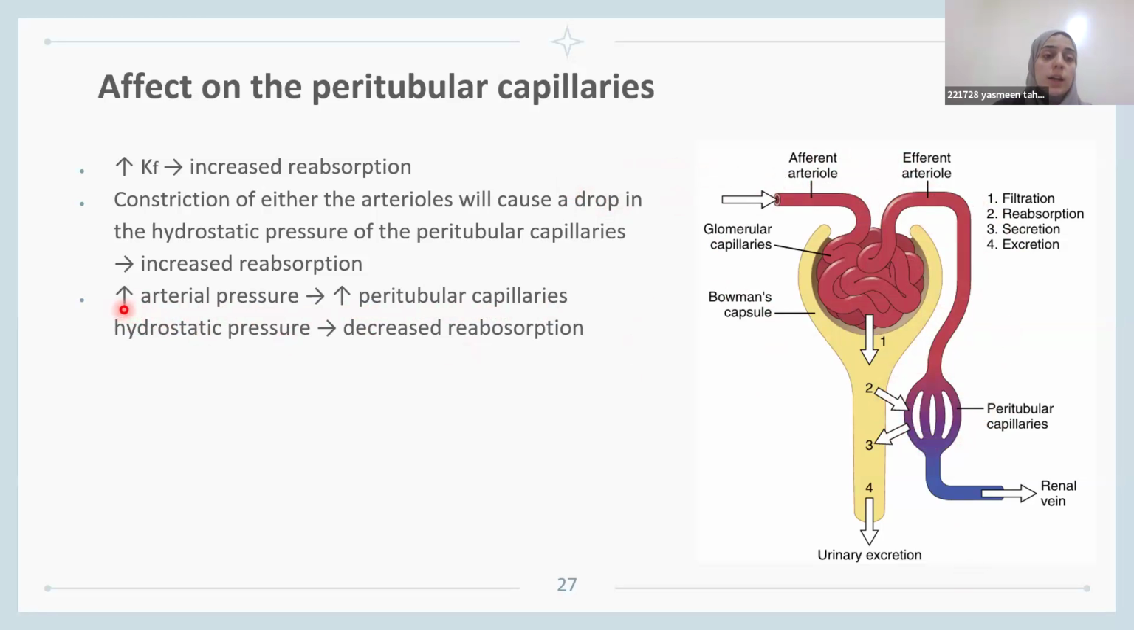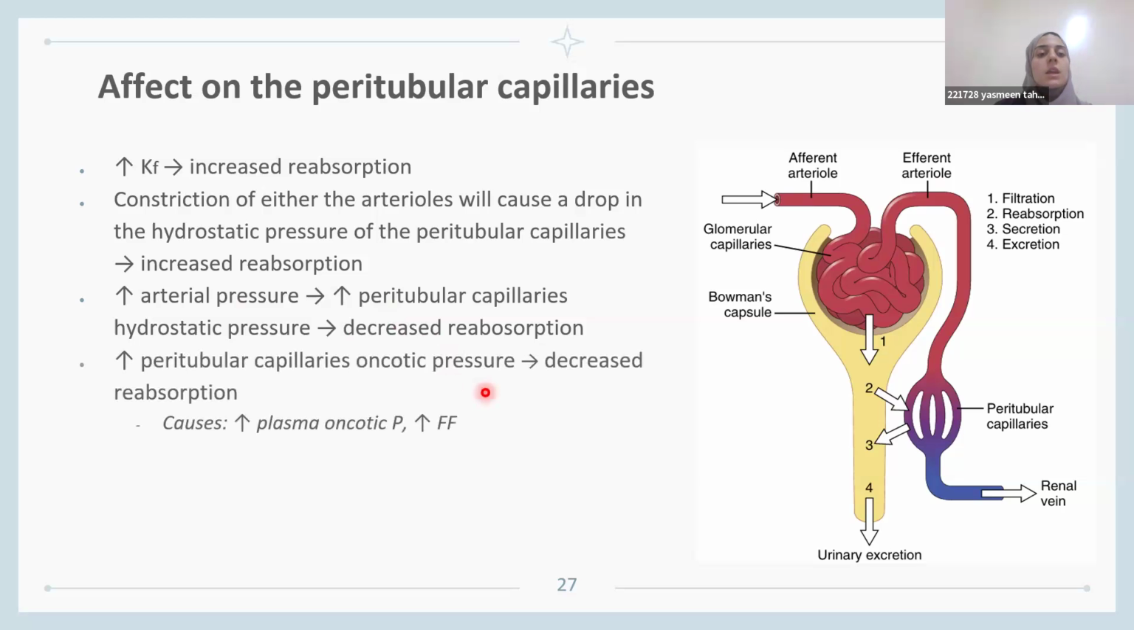So for any reason, if we have higher arterial pressure, we have also higher peritubular capillary hydrostatic pressure. And in this case, we will have decreased reabsorption if we have high hydrostatic pressure in the peritubular capillaries. Again, peritubular capillaries have a higher oncotic pressure.